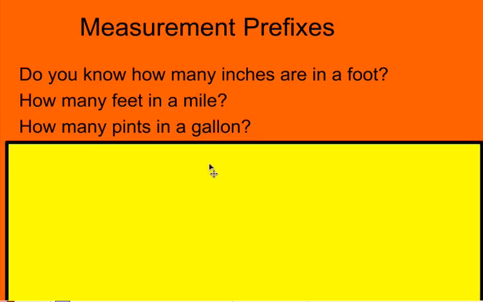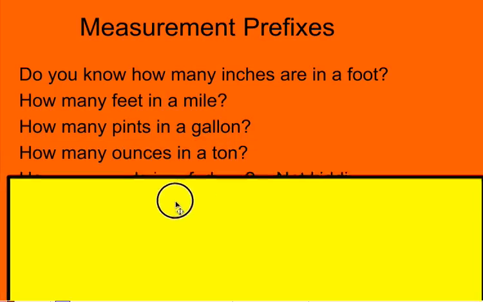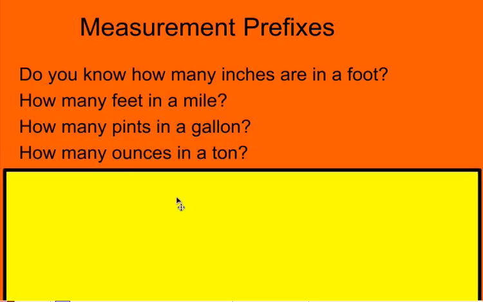Do you know how many pints are in a gallon? I think it's 16. Not positive. I wouldn't bet my life on it. Do you know how many ounces are in a ton? Could you do that math? Could you think, well, I know it's 2,000 pounds in a ton, and 16 ounces in a pound, so 16 times 2,000 is 32,000 ounces in a ton.